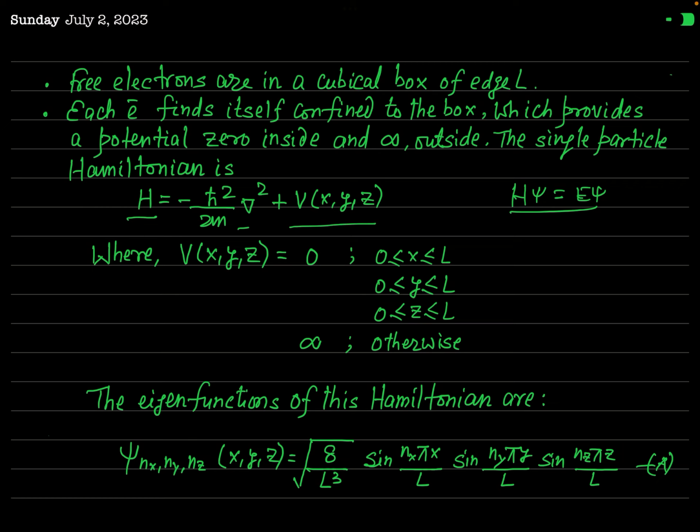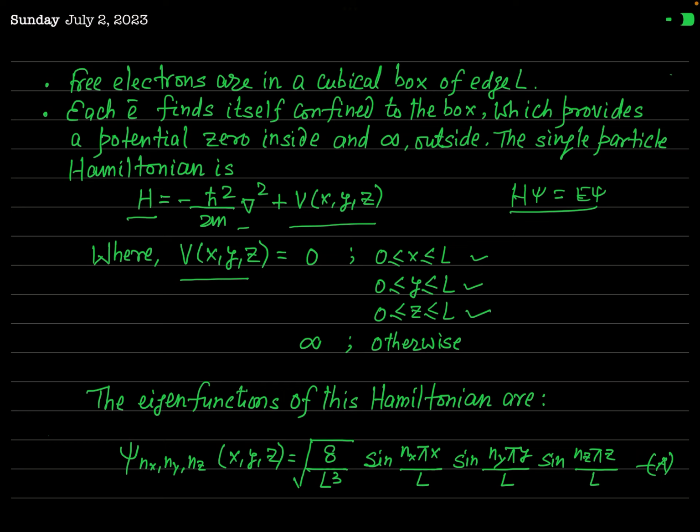As I have told you, this potential function V of x, y, z is 0 inside the box. So you can say that V of x, y, z is 0 when x lies between 0 and L, y also lies between 0 and L, and z also lies between 0 and L. But it is infinity if the situation is not like that.